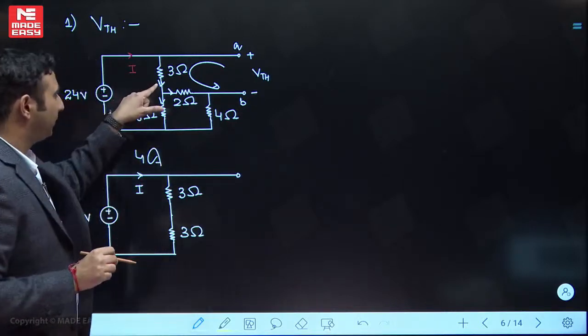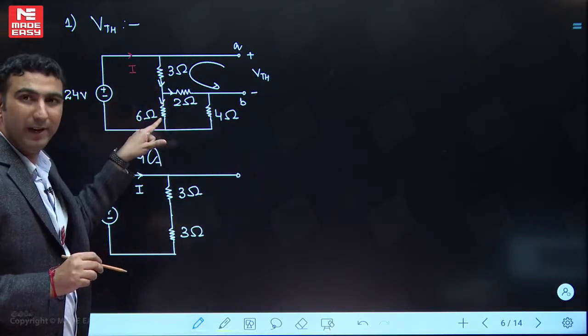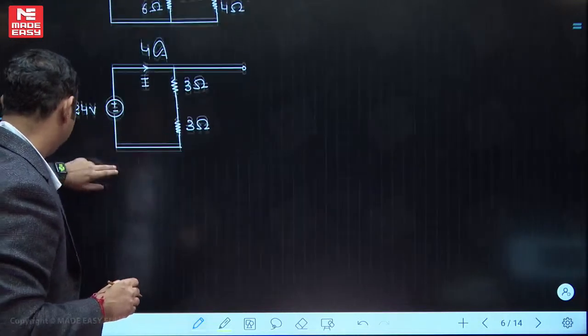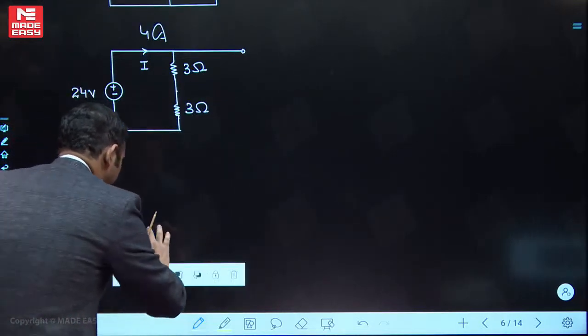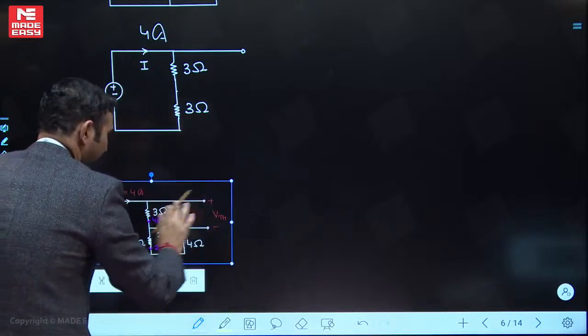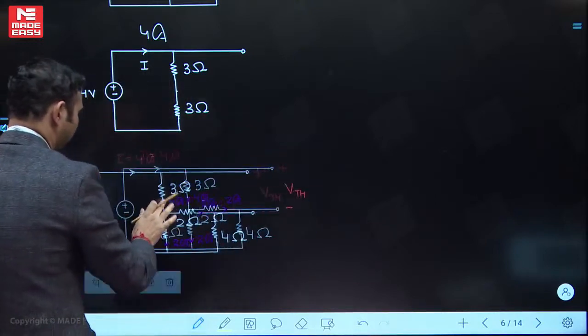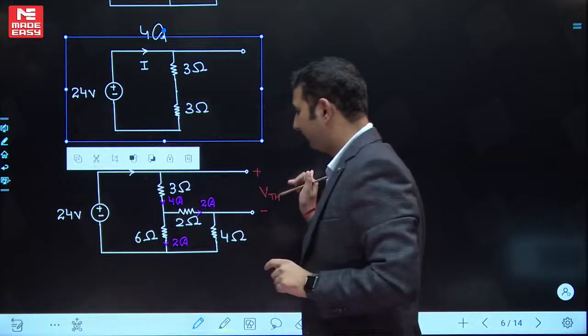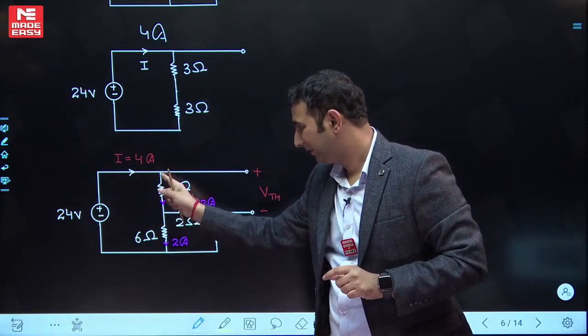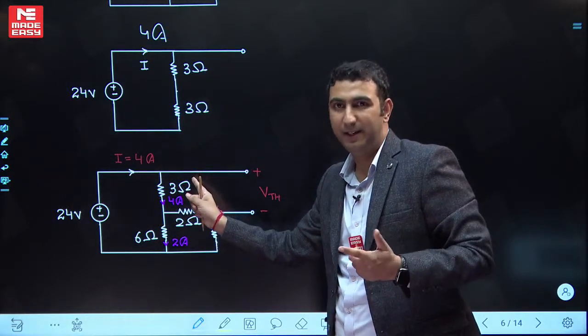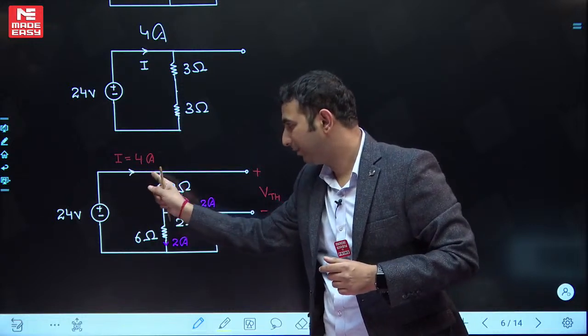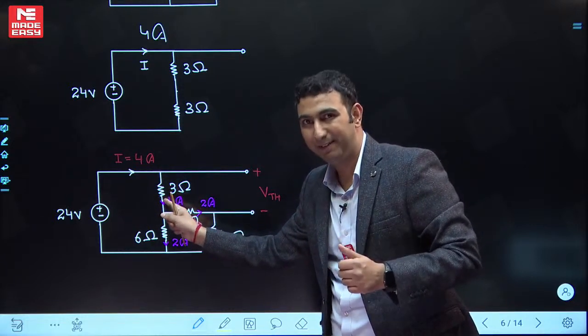That 4 ampere will reach here and then get divided into 2 and 2 between these two. Let's see it in the circuit form. Have a look. Here 4 ampere comes, and since this branch is open, current will not go there. So whatever current is coming from the source, the whole current will flow through this resistor.